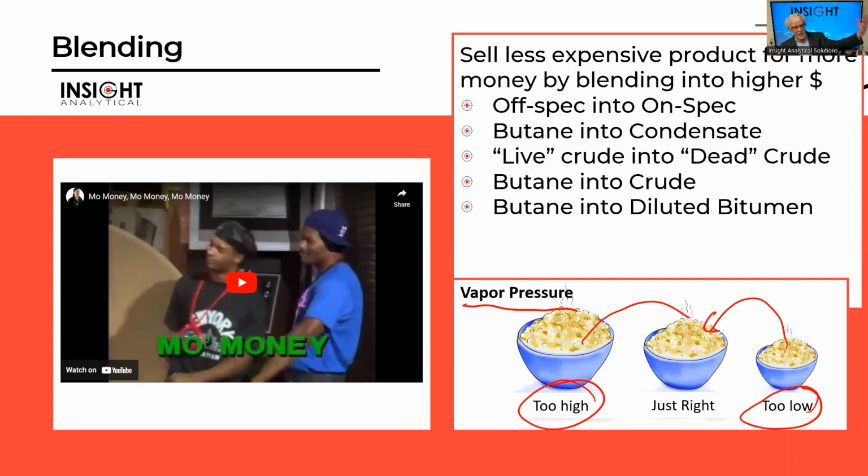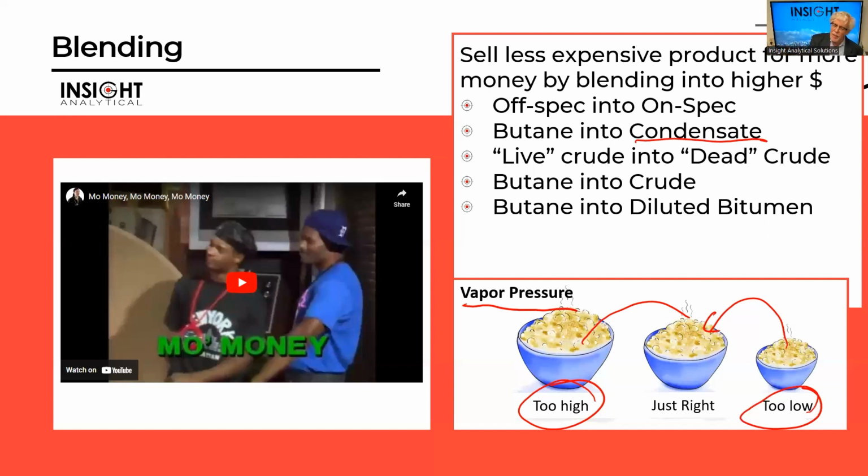Or I can take my off-spec high vapor or high butane condensate, put it into my on-spec low vapor pressure or butane condensate and make more volume of on-spec product. I can even take my condensate, if I know that naturally my condensate stabilizer doesn't produce condi with high levels of butane in it, well, I can buy butane from somebody else and blend it right into my condensate.